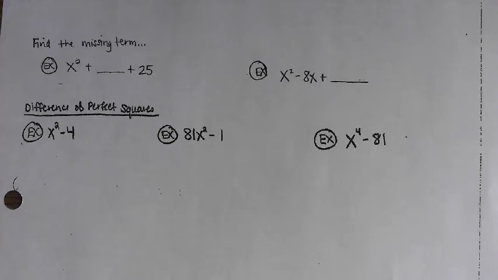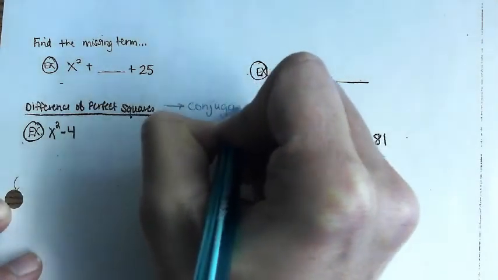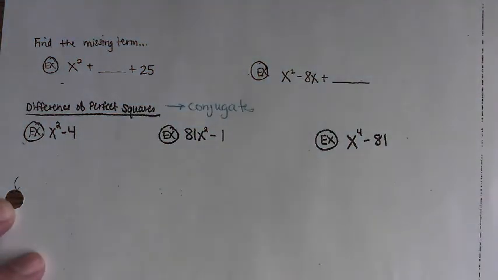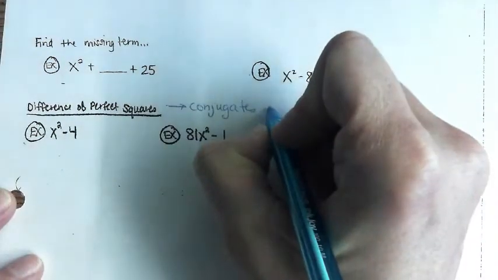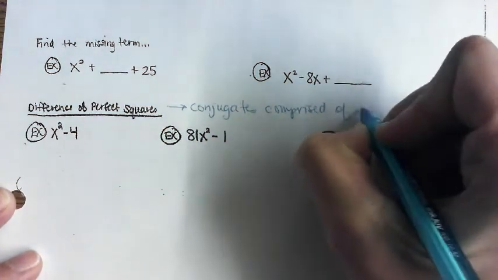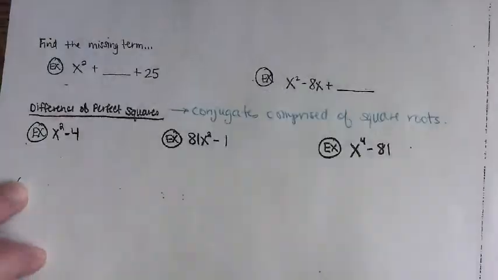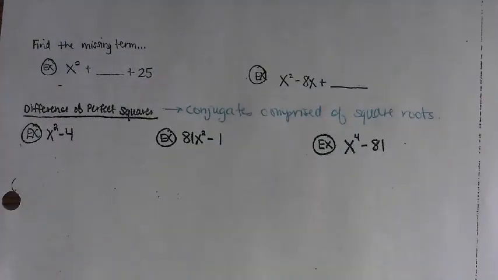We can start with that one. The difference of perfect squares factors into conjugates. And those conjugates are comprised of the square roots. So if they're perfect squares, they have square roots. And that's what kind of builds the conjugates.